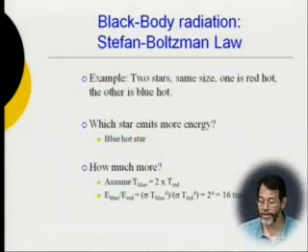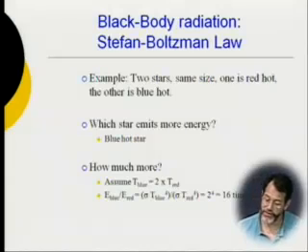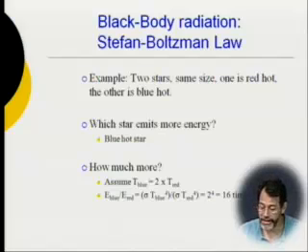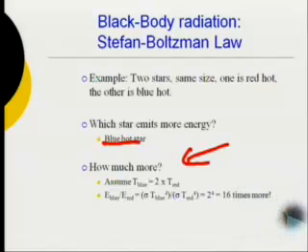So here's an example. Let's say you have two stars and they're the same size. One is red hot and the other is blue hot. Which star emits more energy? The answer is the blue hot star. And now we come to actual numbers. Well, how much more? Let's assume that the temperature of the blue hot one is twice the temperature of the red hot one.